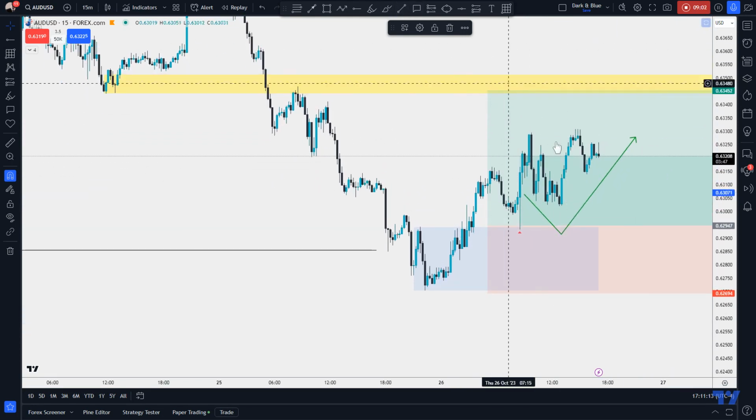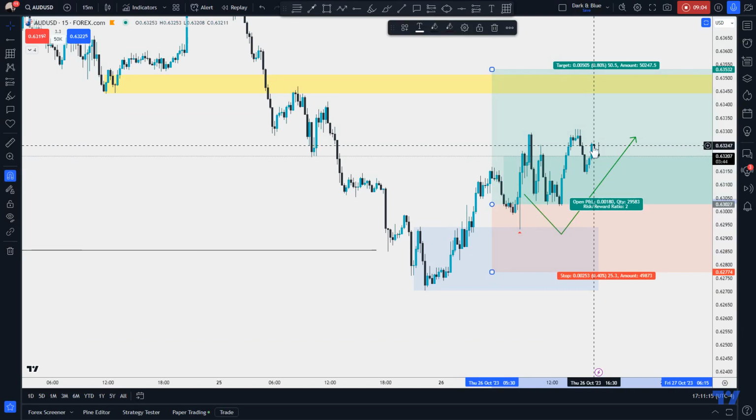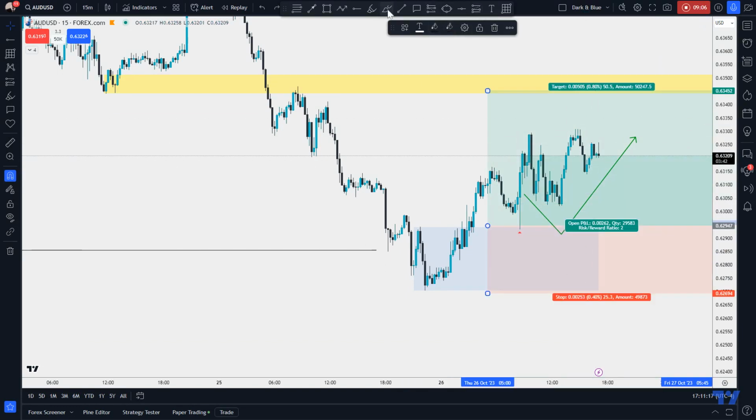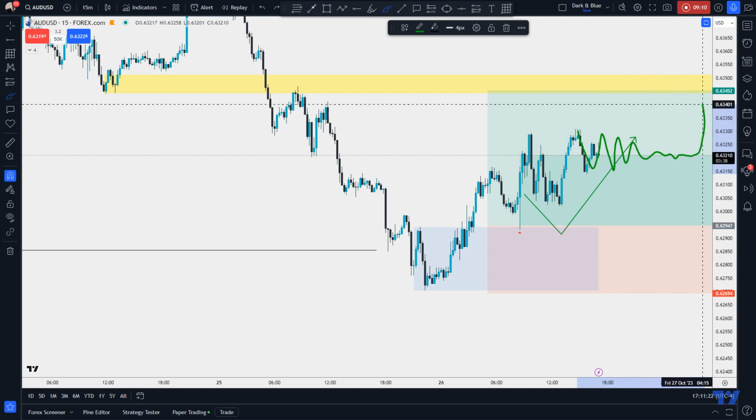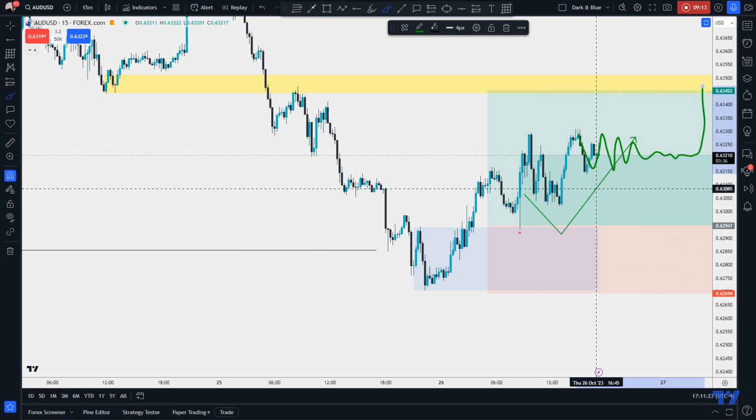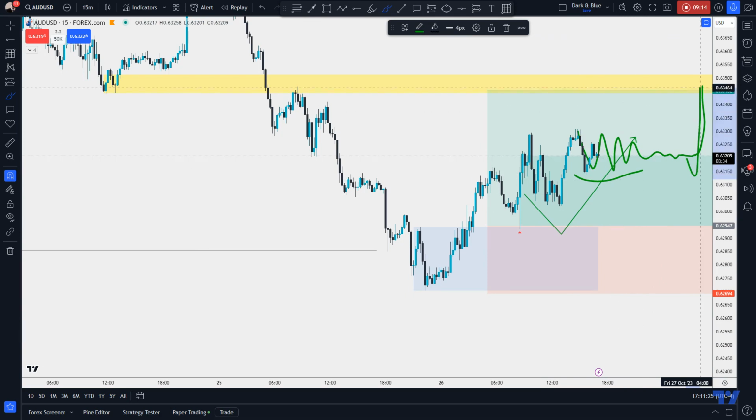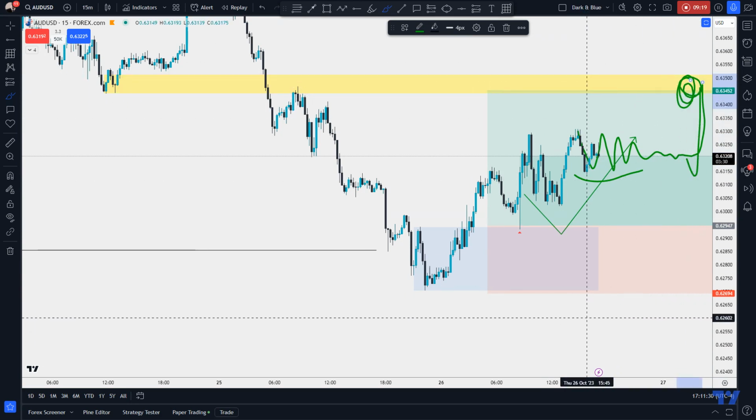We'll probably do. Oh, come on! I just did that. All right, it'll probably do this kind of thing, and then it may sweep this low before it goes, and then it pops up, and I'll be looking for the sell setups once it gets up here.